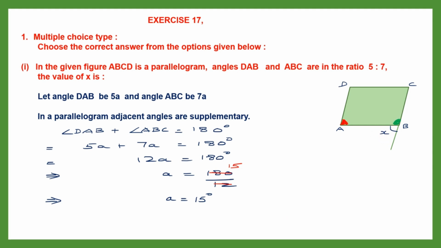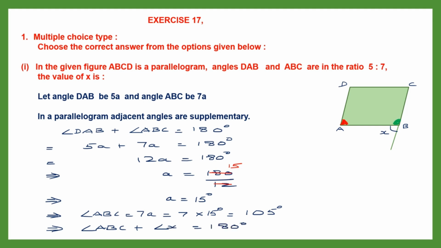So first, angle ABC we said is 7A, which is 7 into A, and A is 15 degrees. And 7 into 15 is 105 degrees. Now to find the value of angle x, angle ABC plus angle x is equal to 180 degrees. One reason is because they are a linear pair of angles. Or if you take this angle and this angle, you can just say they are alternate angles and they are equal.